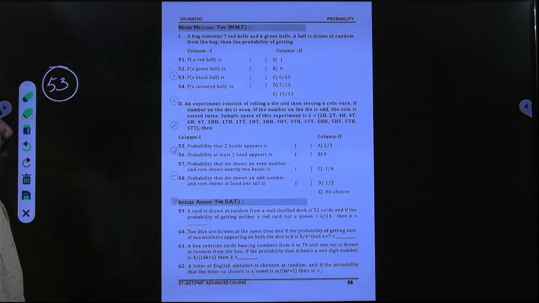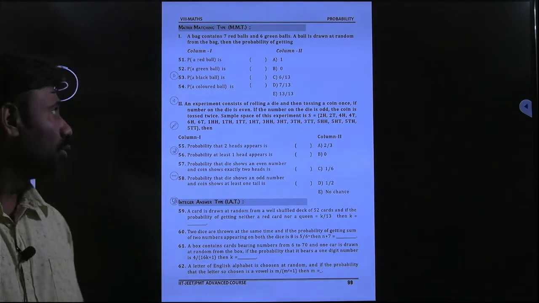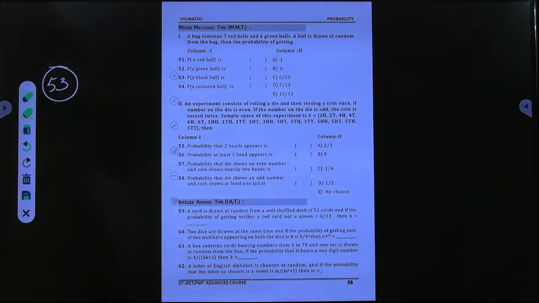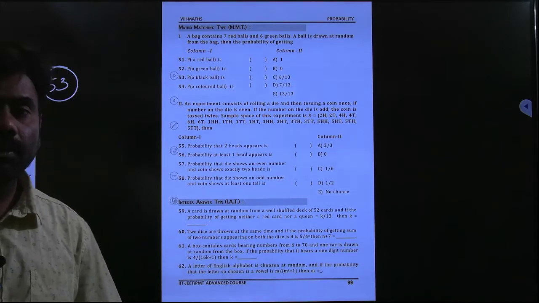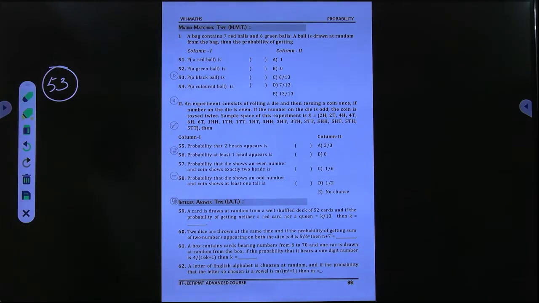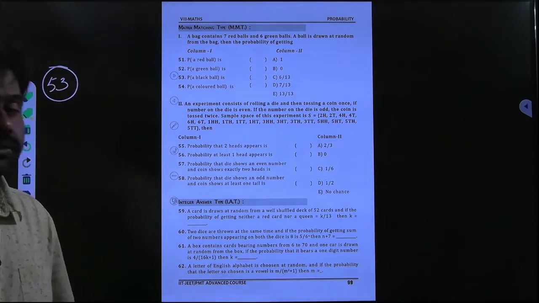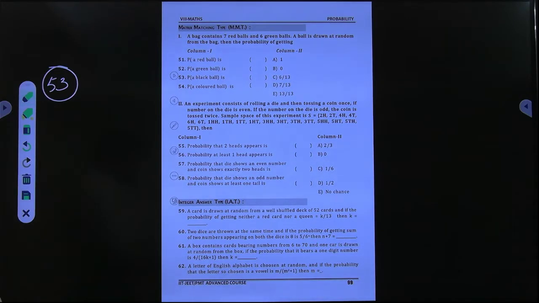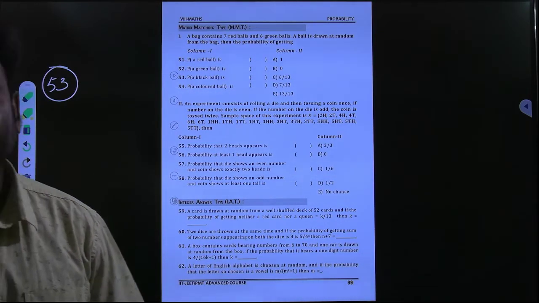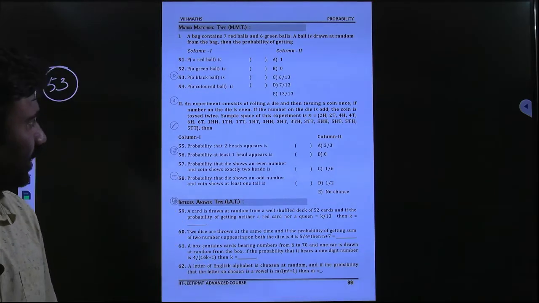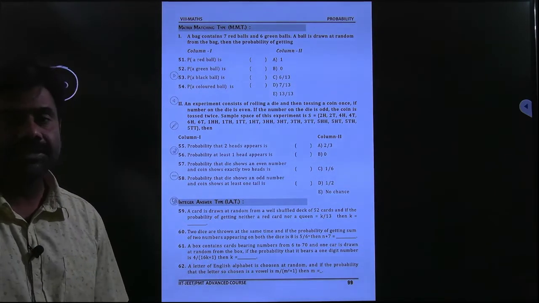P of a black ball: in the given bag there are only 2 color balls, green and red. There are no black color balls at all. So it's not possible to choose a black ball from the given bag randomly. This means this event is called an impossible event. We know that the probability of any impossible event is always 0.